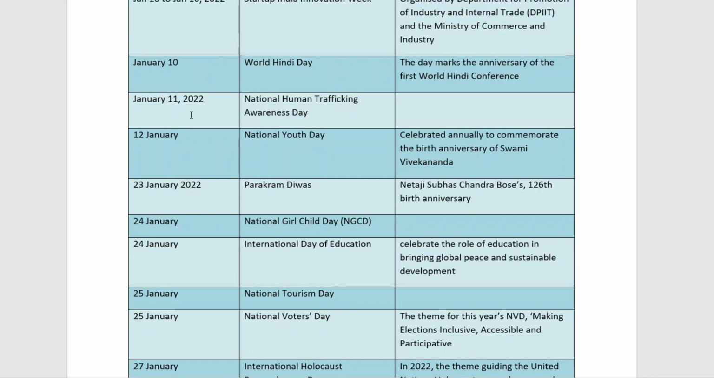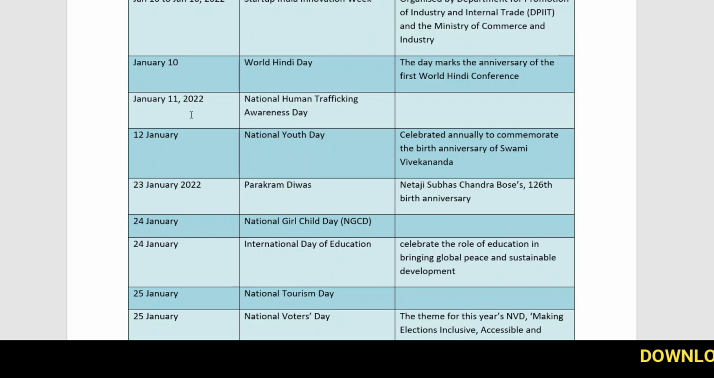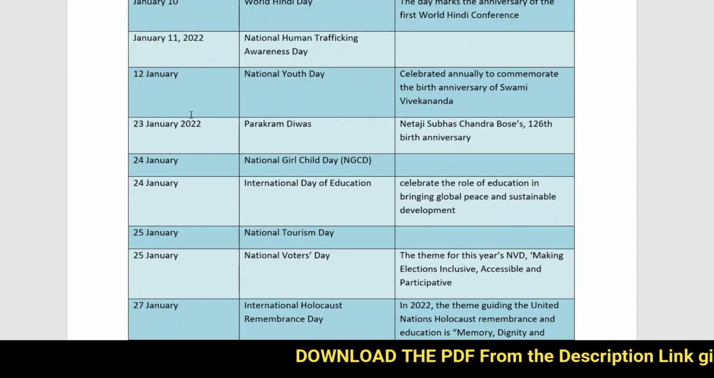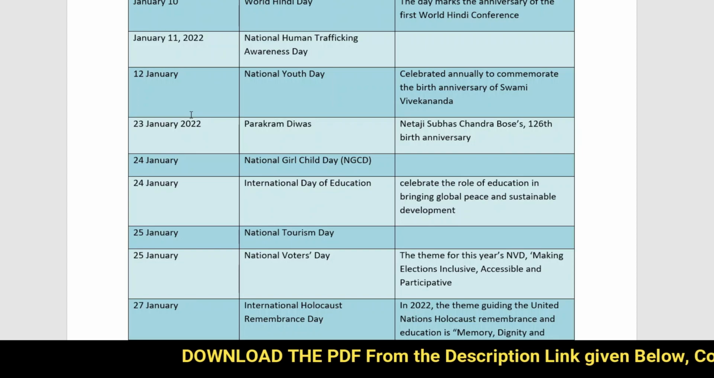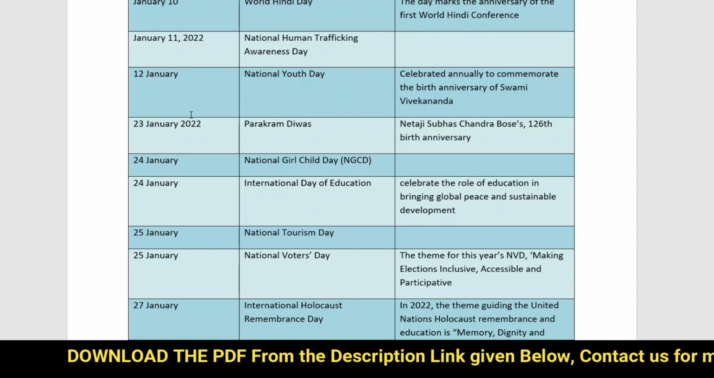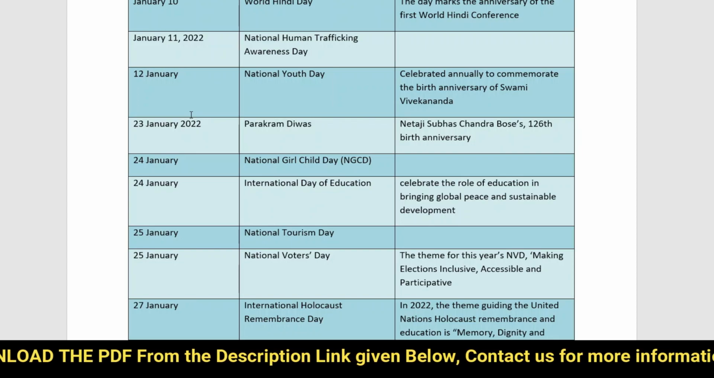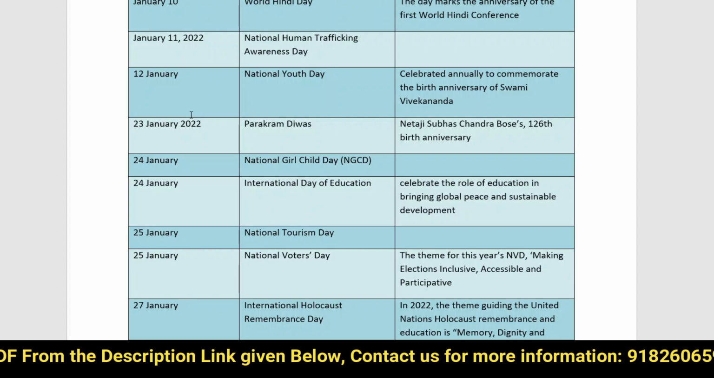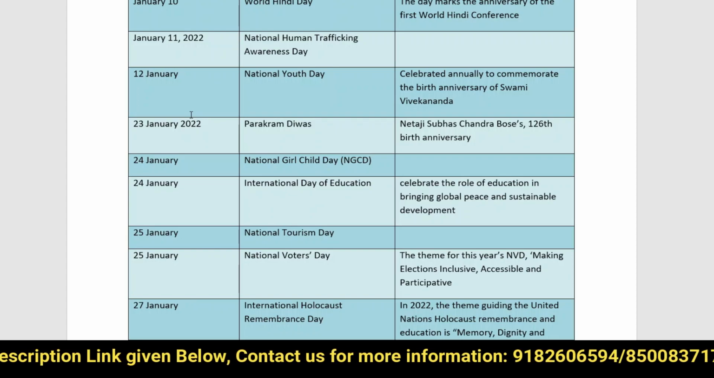The next one is January 11, 2022. It is observed as National Human Trafficking Awareness Day. The next one is 12th January. 12th January is observed as National Youth Day. The reason we celebrate National Youth Day is that it is celebrated annually to commemorate the birth anniversary of Swami Vivekananda.